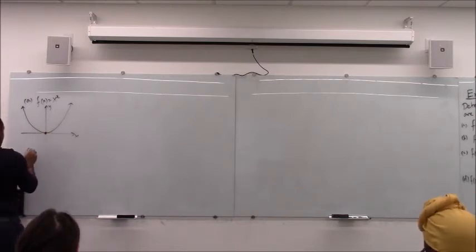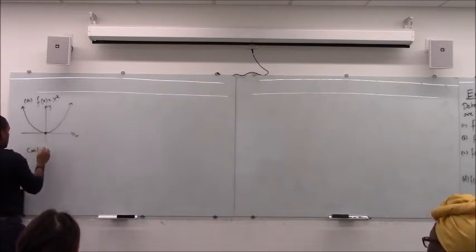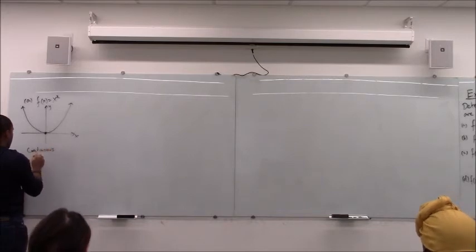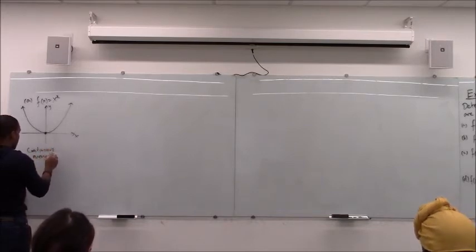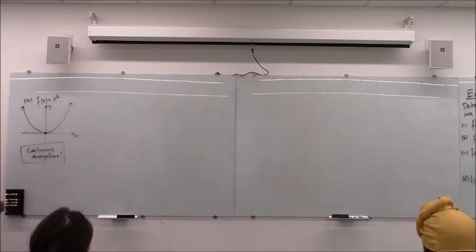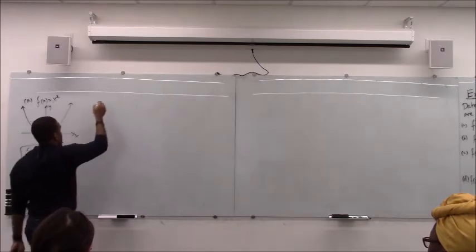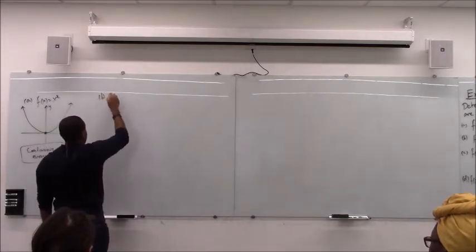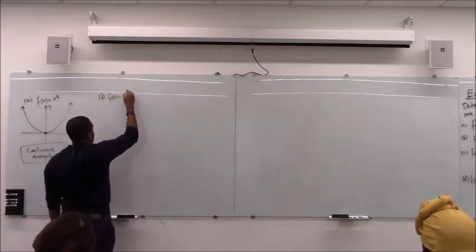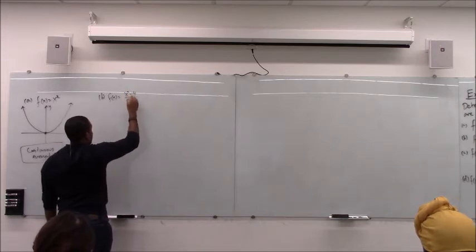We saw this one was continuous everywhere. And you know the graph, so of course you believe it. We actually showed why it was continuous everywhere. We went through the calculations. In the second one, f of x equals x squared minus 4 over x minus 2.